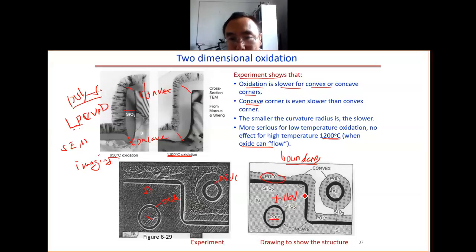So what you can see here: first, the convex corner here and the concave corner here both got slower growth. Secondly, I think this surface got more separation than this surface. Thirdly, for this concave corner, the thickness here is larger than the convex thickness. The thickness here is bigger.